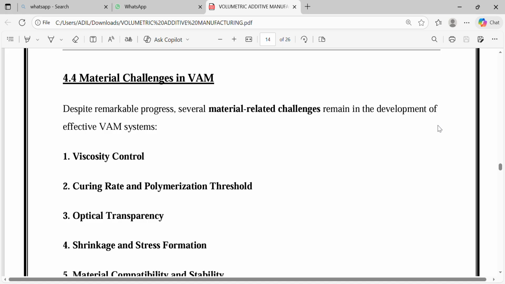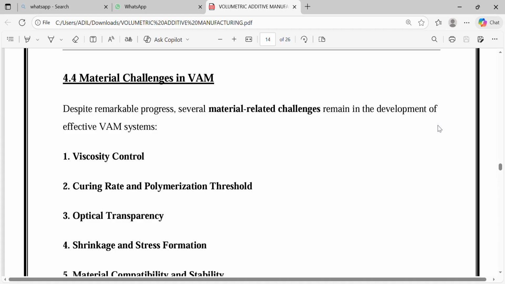Now we will move towards the material challenges in VAM. First one is the viscosity control challenge. Viscosity control is critical for consistent flow, accurate dosing and high resolution printing. High viscosity resin can lead to clogging, poor resolution and print failure. Second challenge is the curing rate and polymerization threshold. Curing rate affects the print speed and quality. Polymerization threshold is the minimum energy required to initiate the curing. It influences the resolution, mechanical properties and dimensional accuracy.